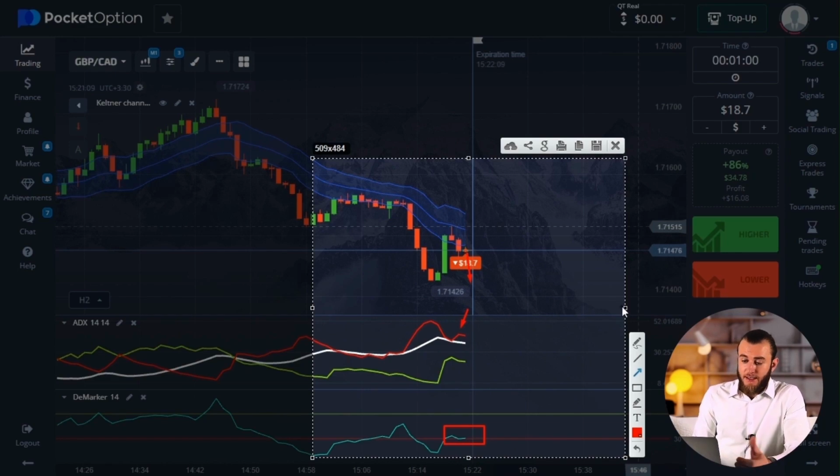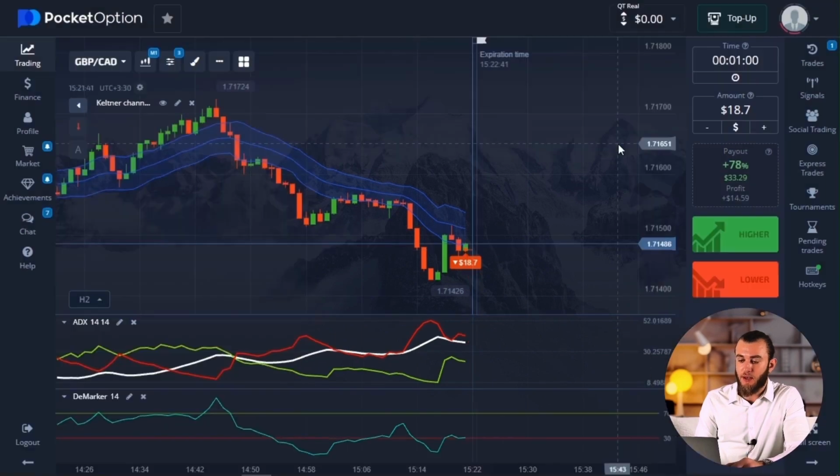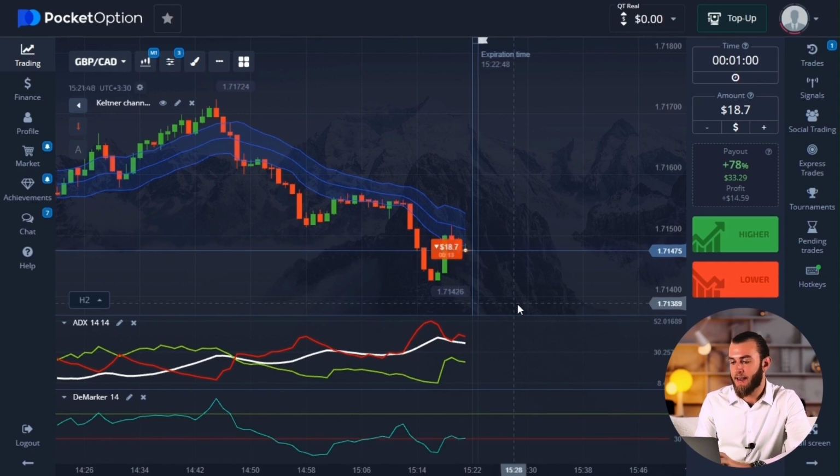If the green line were growing and the red one were decreasing, there would be a potential price increase. Our trend has experienced a slight weakening, but overall the white line is still holding strong above the threshold of 30. It is believed that a trend is strong when this line crosses or is above the value of 25.